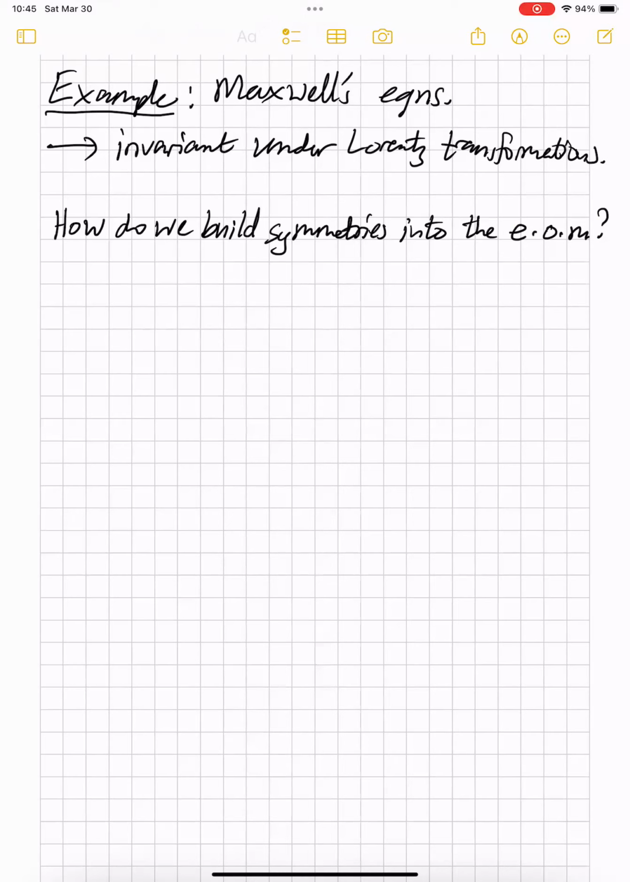Well, what I would need to make sure is that the Lorentz transformations will map solutions to the equations of motion into solutions to the equations of motion. But how do I do that? Well, if my action is unchanged by a symmetry, then if I transform the solution, I'll have the same value for the transformed solution.